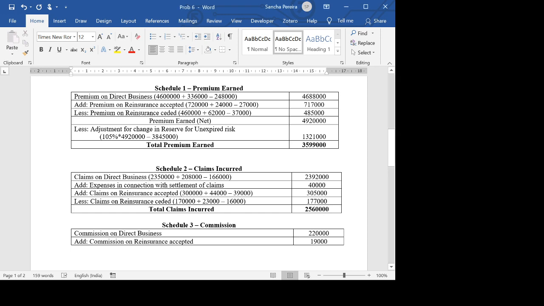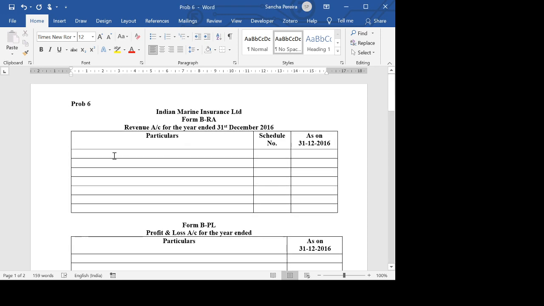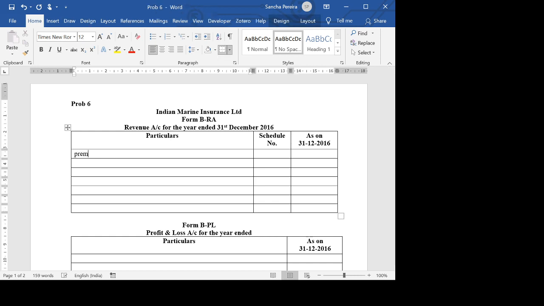Okay. So we go back to the format now. So we start with premium earned. Schedule 1. Premium earned is Schedule 1.